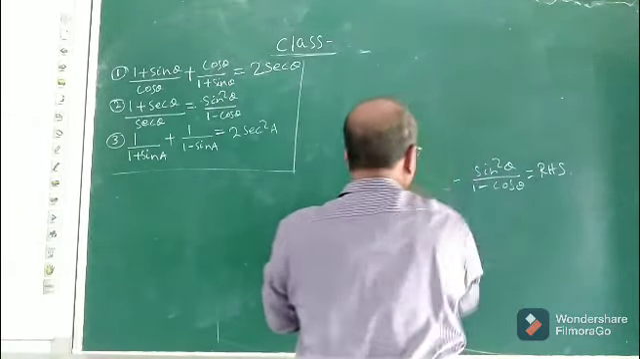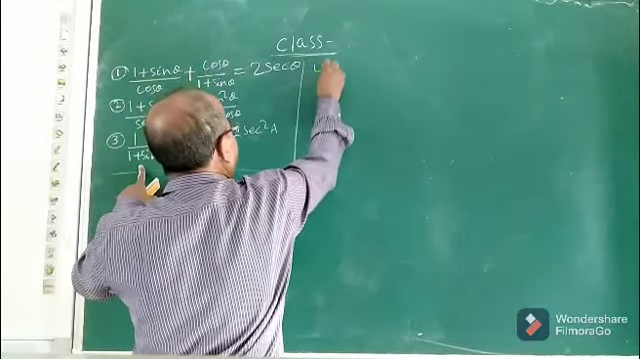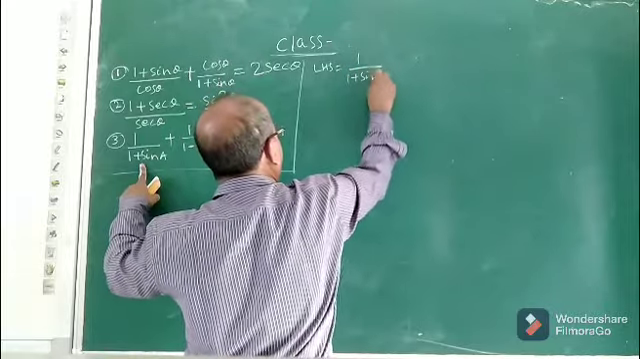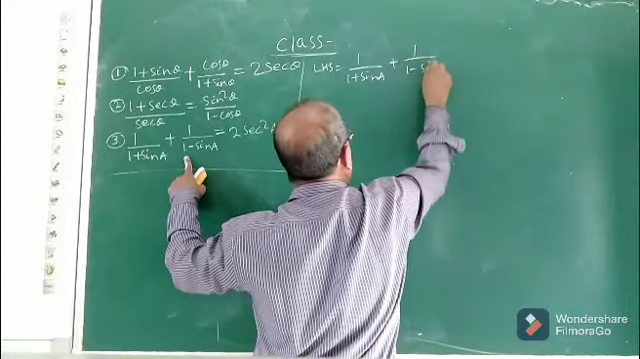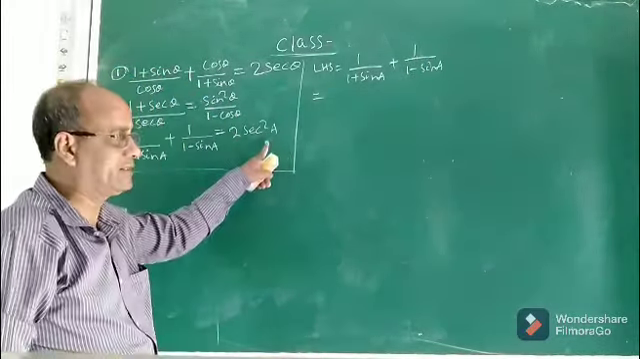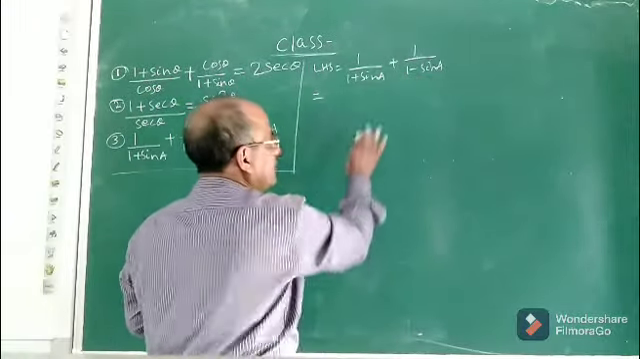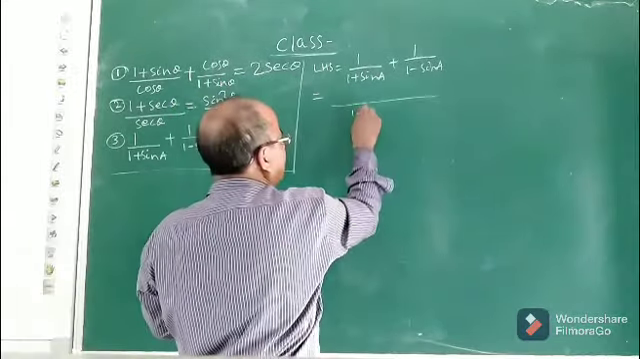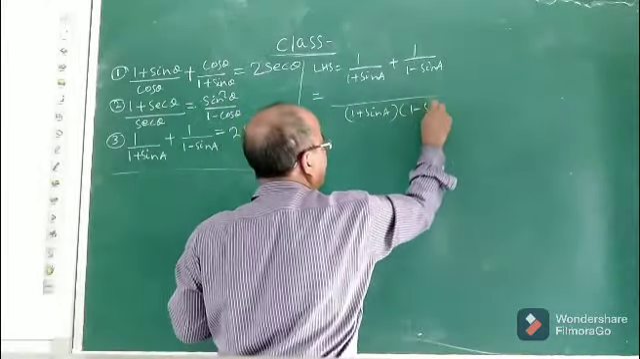See, in the third question, what is given? The left hand side, LHS, is 1 by 1 plus sin A plus 1 by 1 minus sin A. And what we have to get? We have to get 2 sec square A in the right hand side. How to get? Let us see. Since these two terms are added, first you add them by taking the LCM of the denominators. And the LCM of the denominators is 1 plus sin A into 1 minus sin A.